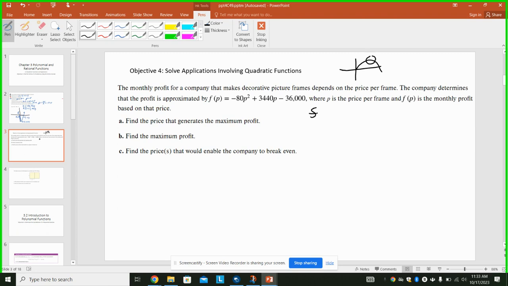All right, so if we do this by completing the square, which is a good practice from yesterday. What was the first thing I had to do? I have to get rid of the 80. I have to get it to a 1. So I'm going to divide everything by negative 80.